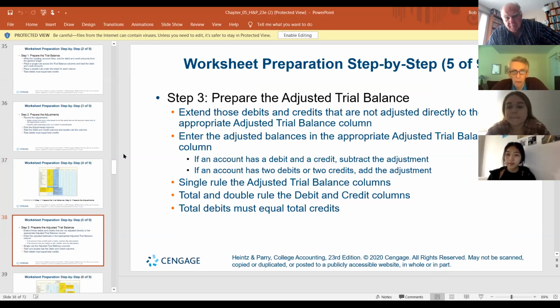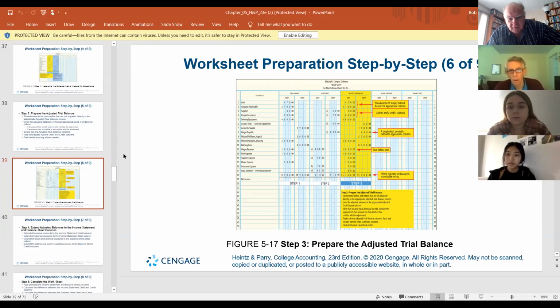Next, we're going to prepare the adjusted trial balance. Wow, man, it's getting big, huh? So look at what we did here. We have an incorrect or unadjusted trial balance. We have the adjusting entries, and now we're putting in the correct numbers.